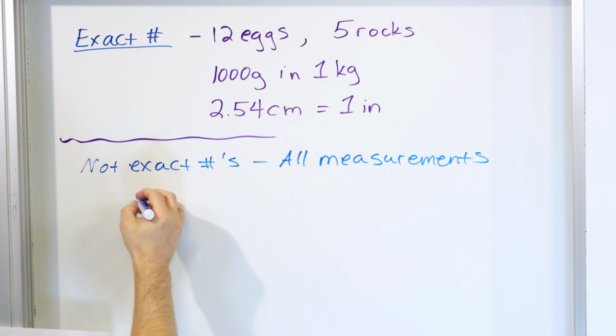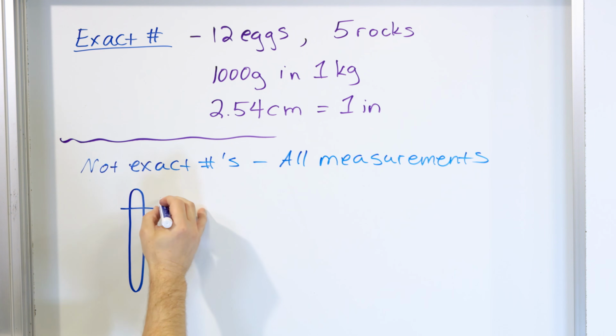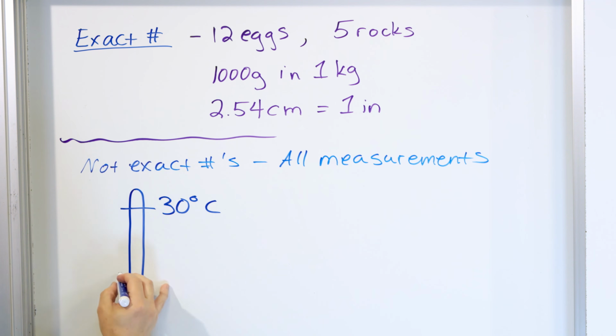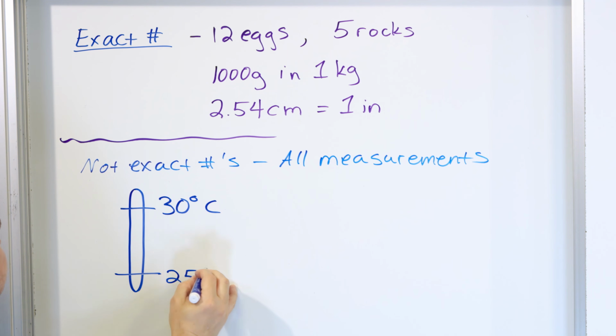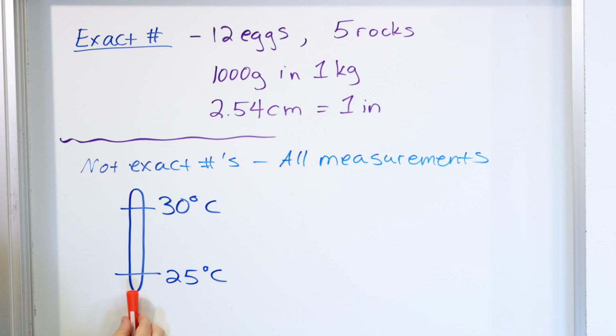Let's say that I have some thermometer, right? And on there, this is marked to be 30 degrees Celsius, and this is marked to be 25 degrees Celsius. And I would like to make a measurement. If I have the liquid level in the thermometer right here, I know it's exactly 25. If I have the liquid level right here, I know it's exactly 30. But what about if the liquid line is right here?